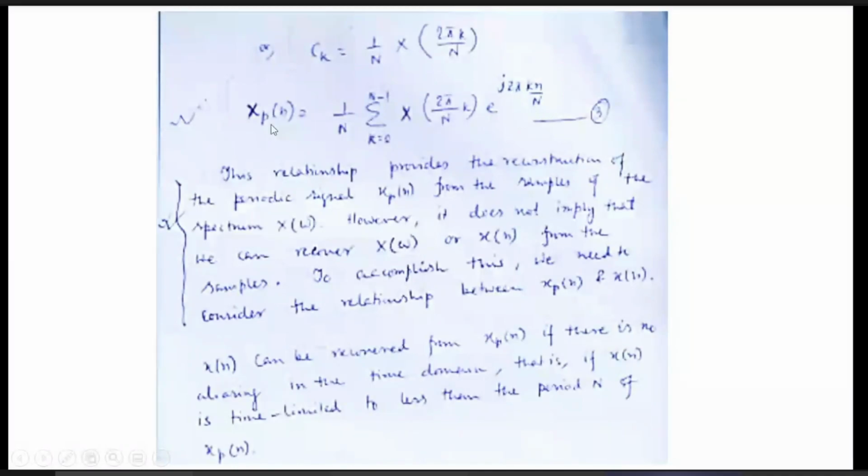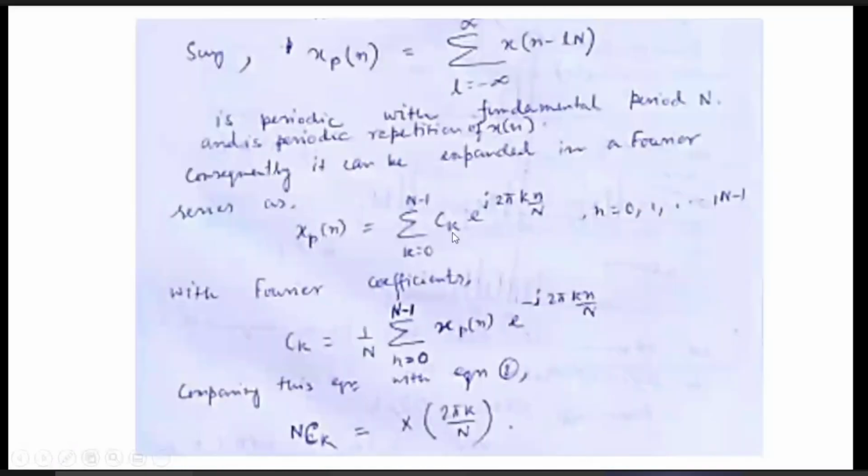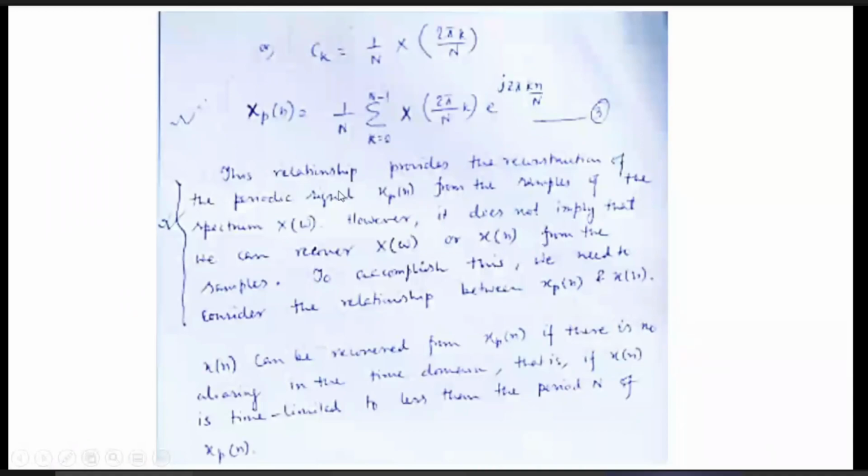Here you can write xpn, where in place of Ck we write this one again. So this relation is actually the representation of the periodic signal. Xpn is the periodic signal, which is represented in terms of Fourier series.